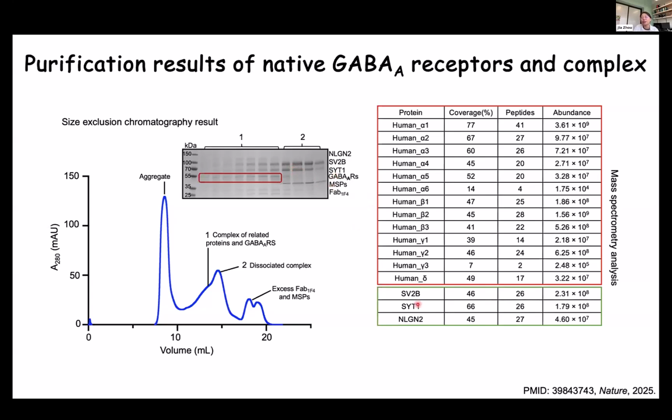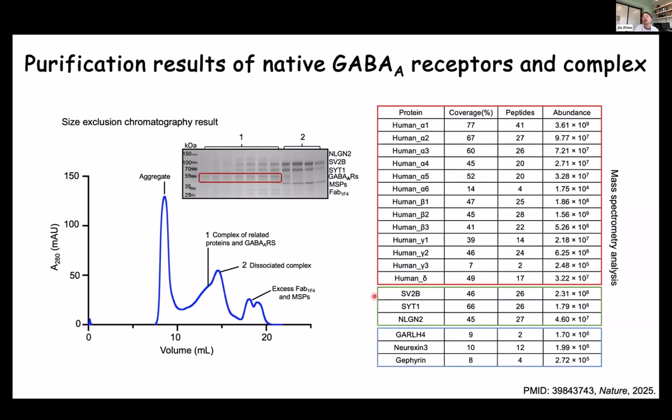Besides these 3 related proteins, we also used mass spec to track the whole purification process, and we found another 3 related proteins, which are GABAA, neurexin, and gephyrin. Of these proteins, the first 2, SV2B and SYT1, are both synaptic vesicle proteins, and there is no clear evidence to show they can target the GABAA receptor. So this part is a surprise.